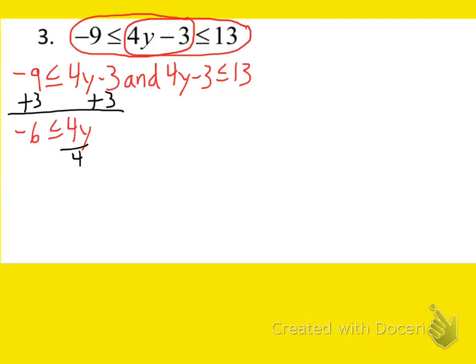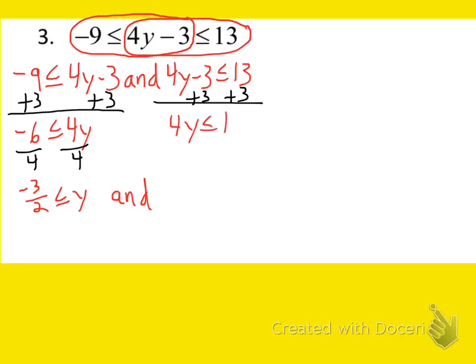And this is going to turn into a fraction. Negative 6 divided by 4 is negative 3 halves, is less than or equal to y. And if we solve the right side, we're going to get y is less than or equal to 4. Let's make a number line.